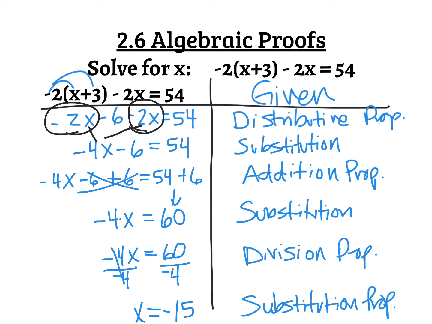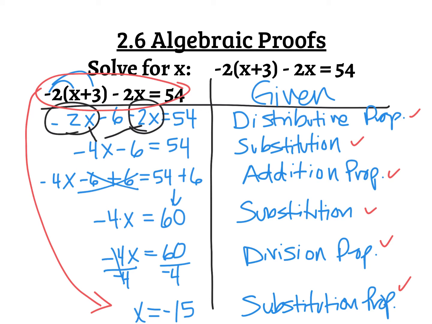The reason why this is called a proof is because we just showed how this problem equals negative 15. X equals negative 15. That is an algebraic proof. And I was able to prove it by justifying every single statement along the way. Because every single statement was proven to be correct, I can conclude that x must equal negative 15. And there's no other option.